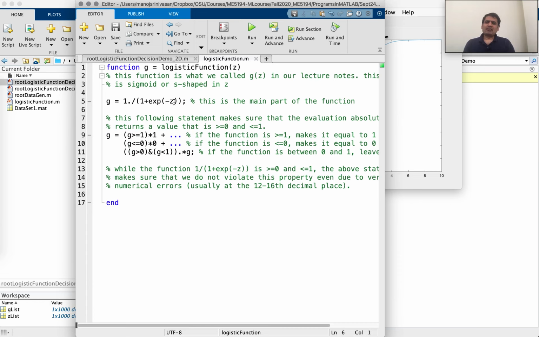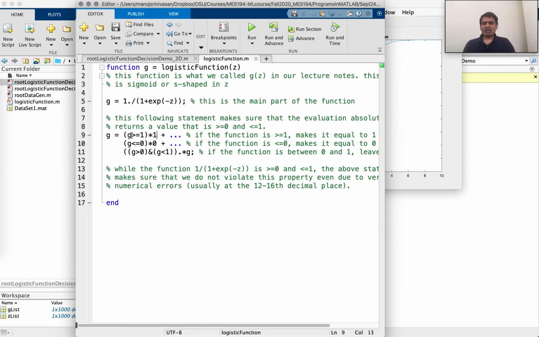Because we will be evaluating g for very large values of z and very small values of z, this part is just to make sure that the output never exceeds 1 or goes below 0 for any value of z. Of course, this function essentially makes sure that this will be the case, but because numerical procedures can occasionally have very small errors, maybe at the 10 to the power minus 16th level, I want to absolutely make sure that the output of this function is between 0 and 1. And that's what this does.